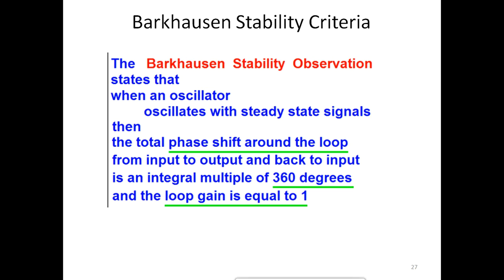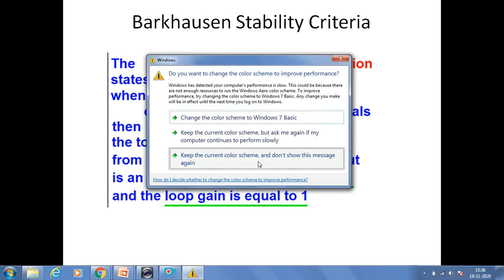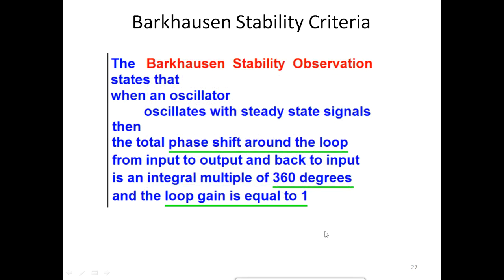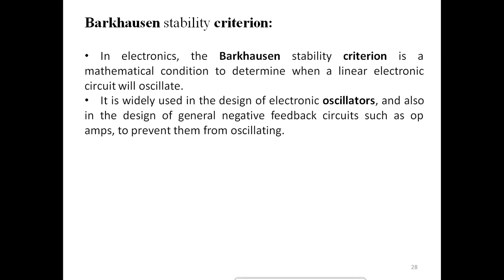Okay, and we had also discussed the Barkhausen stability criteria. This is the main criteria on which most oscillators are based. There are two criteria. The first one says that the overall phase shift around the loop from input to output in an oscillator circuit must be an integral multiple of 360 degrees, and further the open loop gain must be equal to 1 in order to produce sustained oscillations.